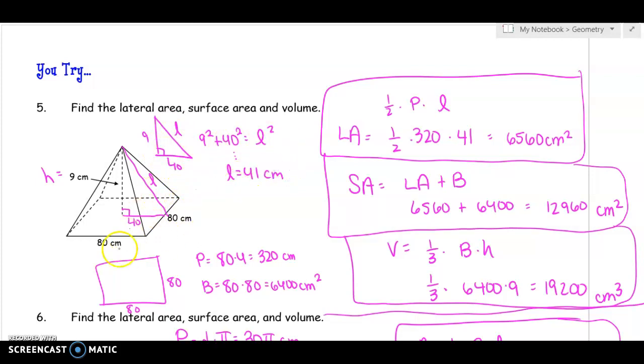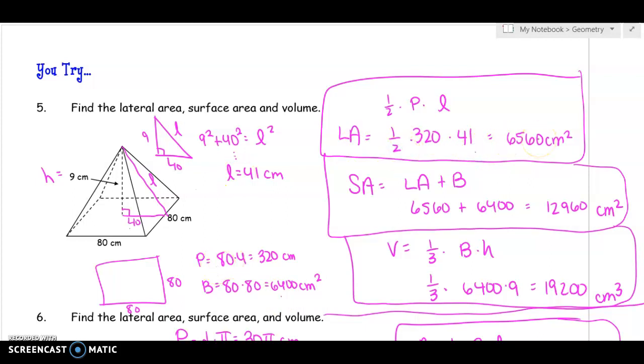All right. The base is a square. You can draw it off to the side if you need to. Perimeter is going to be 80 plus 80 4 times, or 80 times 4. You get 320 centimeters. The area of the base, 80 times 80, you're going to get 6,400 square centimeters. So lateral area is 1/2 times perimeter times slant height. We've got the slant height. We've got the perimeter. Plug it in.